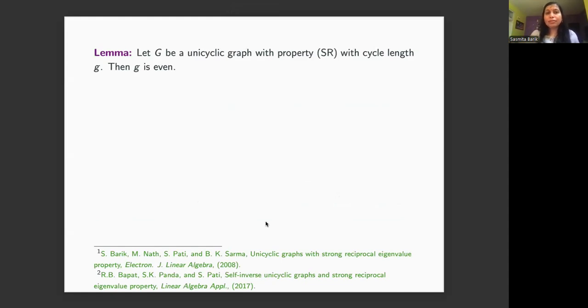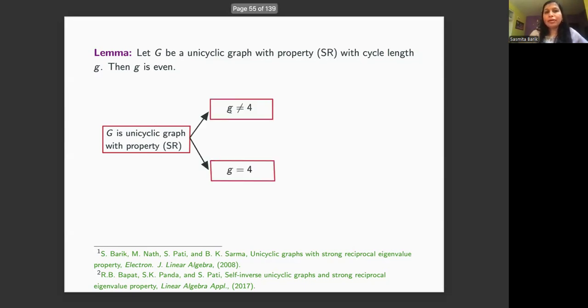What we observed is, if you take a unicyclic graph with property SR, then the cycle length, if it is g, that means the girth is g, it came out that if the graph satisfies property SR, then g must be even. So the graph must be bipartite. Okay. So the cycle length should be even. So that is the first observation that we got: if there is a unicyclic graph satisfying property SR, it must be a bipartite graph. Okay. And then we started with bipartite unicyclic graphs with property SR.